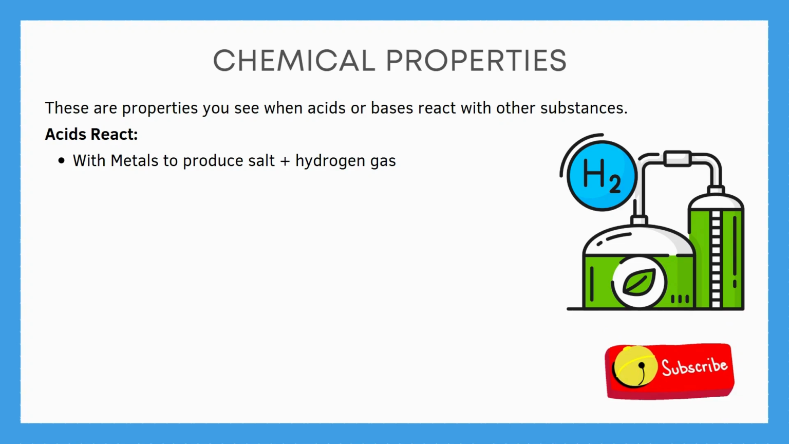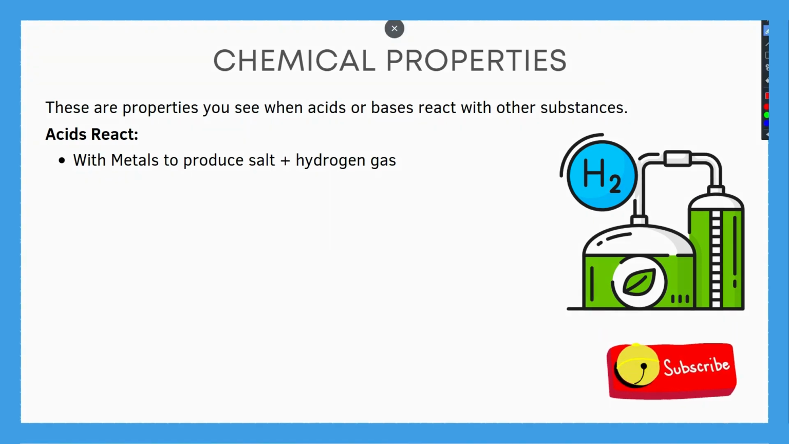So ahead, we've talked about the physical properties of acids and of bases. Let's talk about the chemical properties, beginning with acids. The first thing to note about acids is that acids react with metals to produce salt and hydrogen gas.